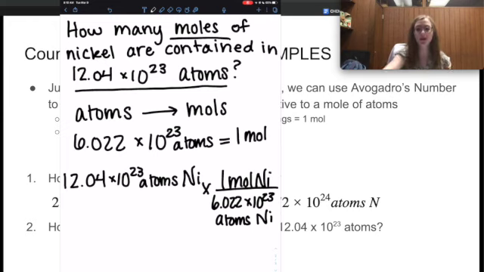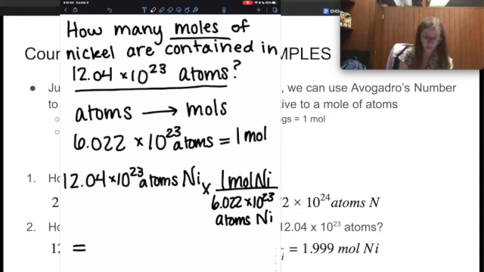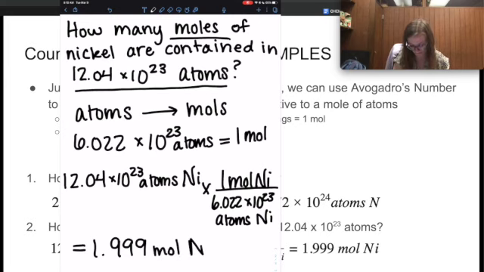So if I go ahead and I multiply this out, I'm going to take 4 significant figures because 12.04 has 4 sig figs. So that leaves me with 1.999 moles of nickel. Okay, so it's pretty straightforward. You just got to make sure you're setting your conversion factor up right.